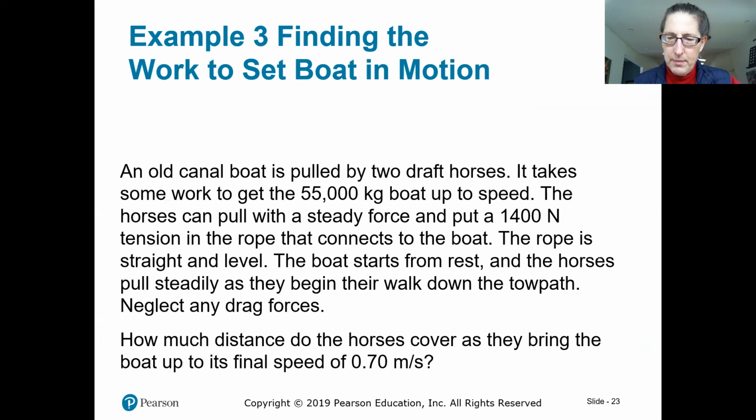Okay, so let's do an example of how we're going to find speed when we're given a force and a mass. So this is a couple of horses pulling this canal boat. They're walking along on the towpath beside the canal. The ropes are attached to this boat and they're just plodding along, pulling it.